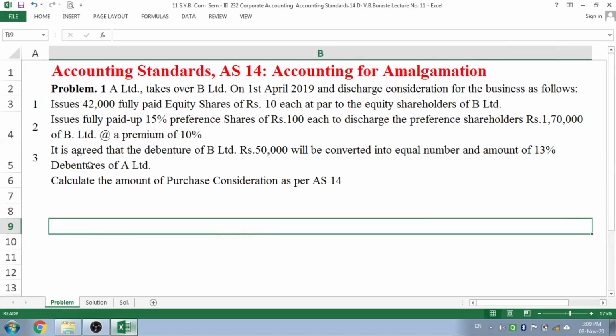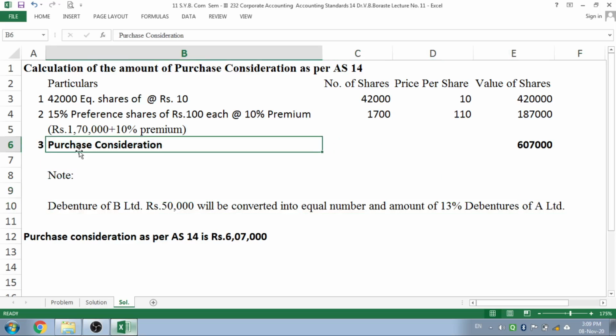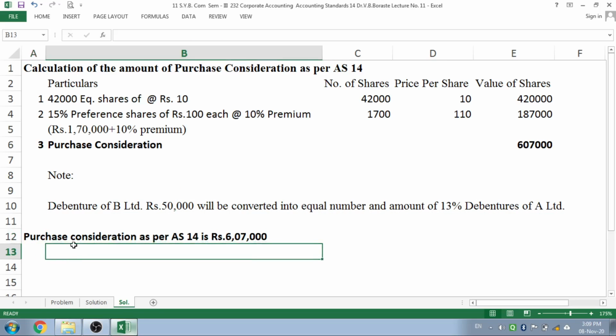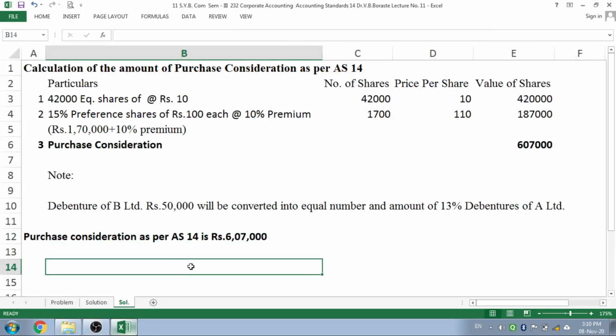As I already mentioned, it is agreed that the debentures of B Limited of 50,000 will be converted into an equal number and amount of 13% debentures. So it will not be included in the purchase consideration. Debentures of B Limited of 50,000 will be converted into an equal number and amount of 13% debentures of A Limited, and a note of it is to be given. You have to mention the answer in this form, that is purchase consideration as per AS14 will be rupees 6,07,000. So in this way you can calculate the purchase consideration as per accounting standard 14, that is accounting for amalgamation. With this I would like to say thank you very much.